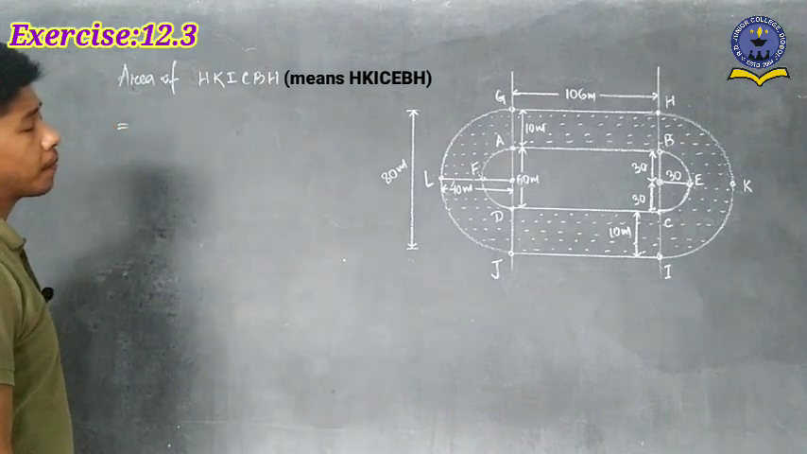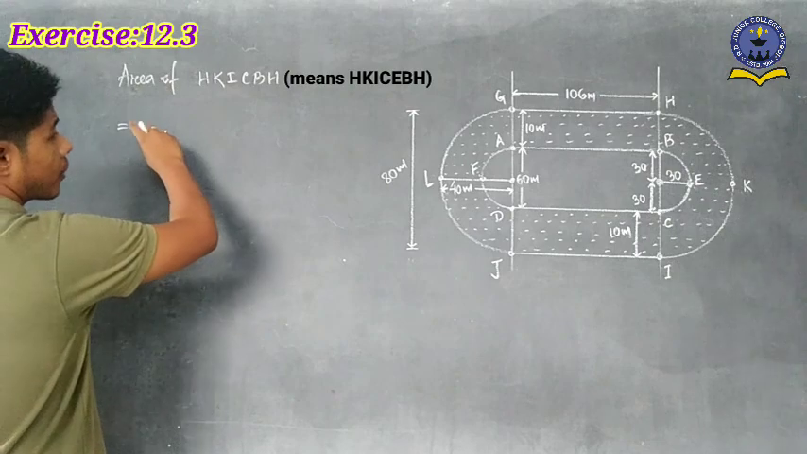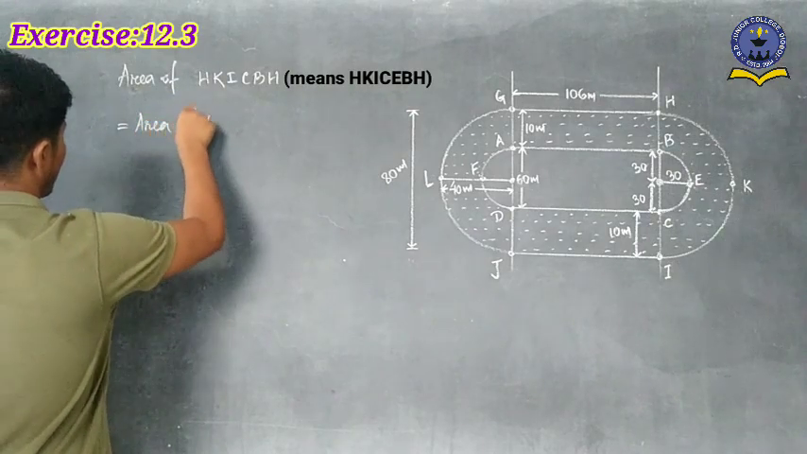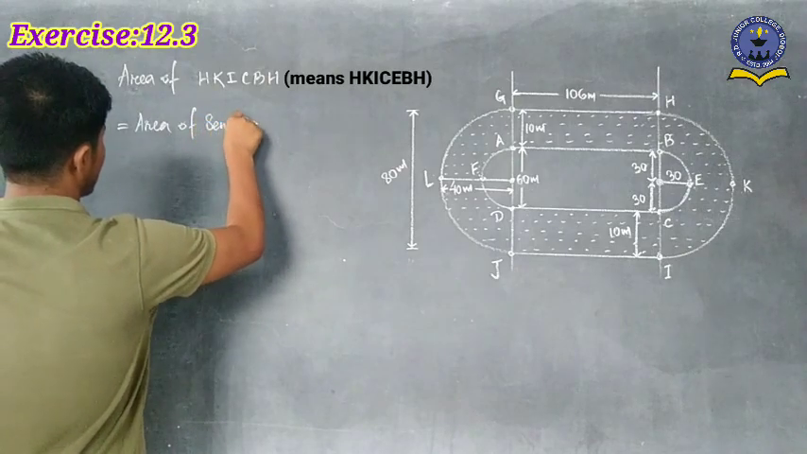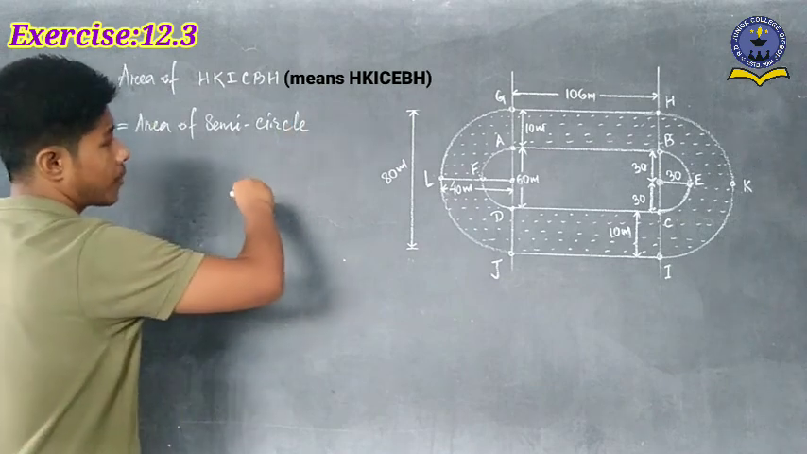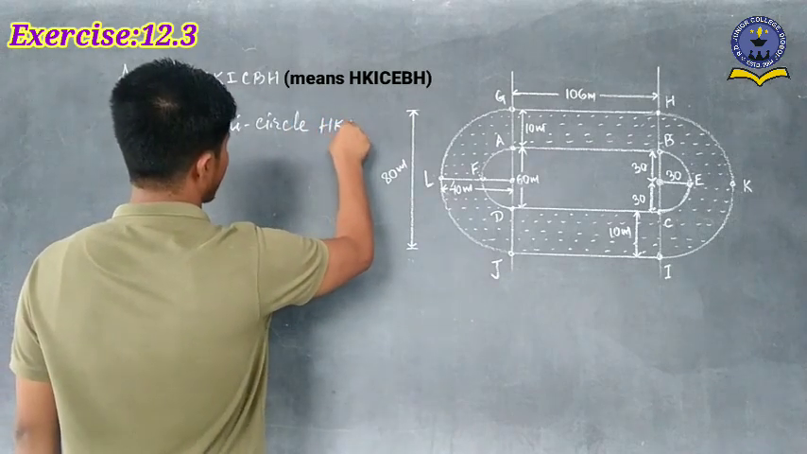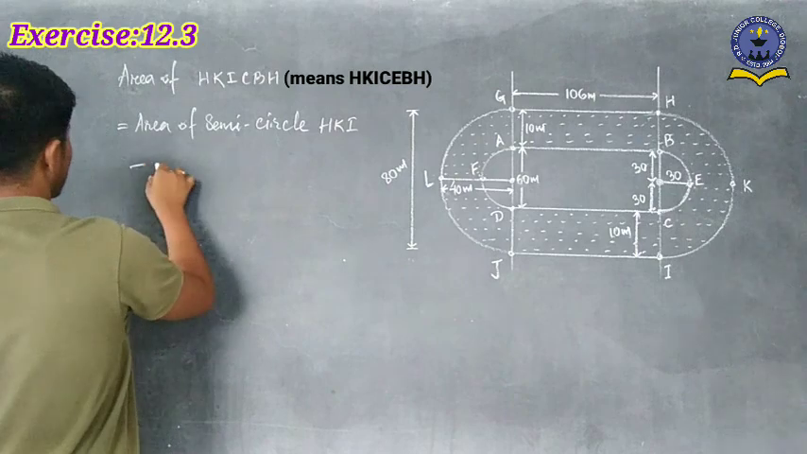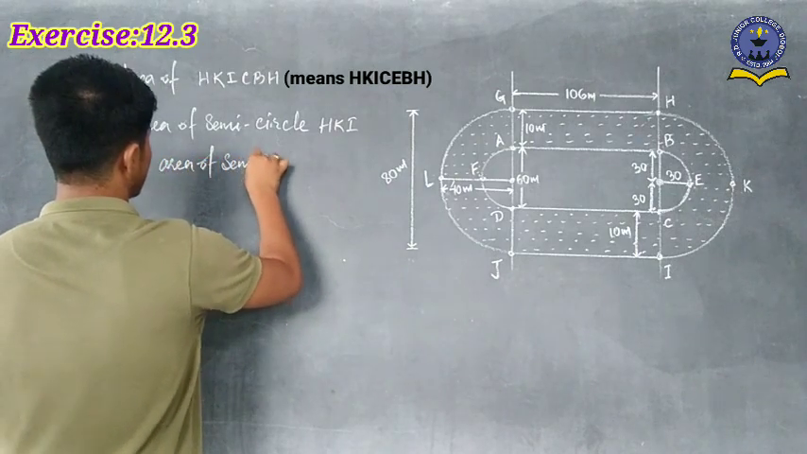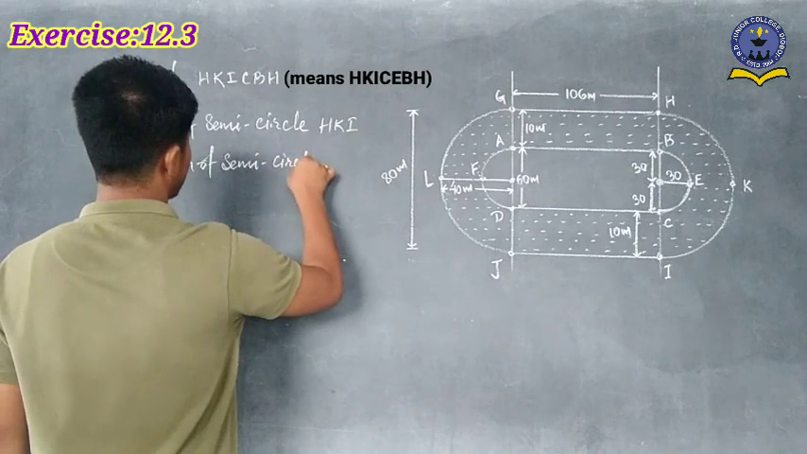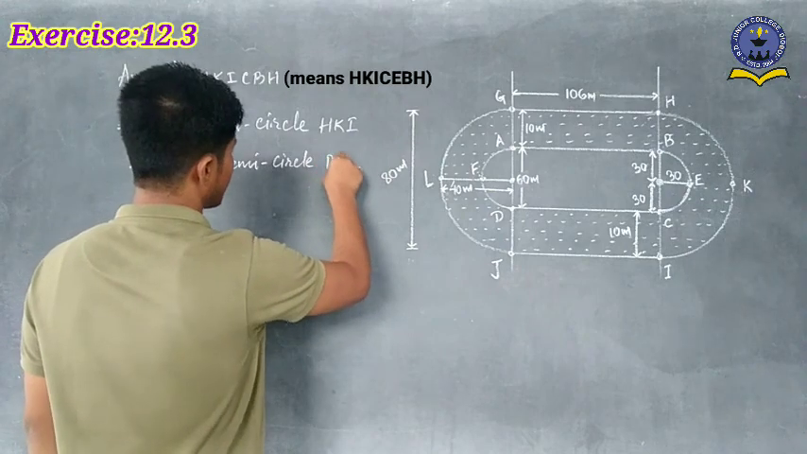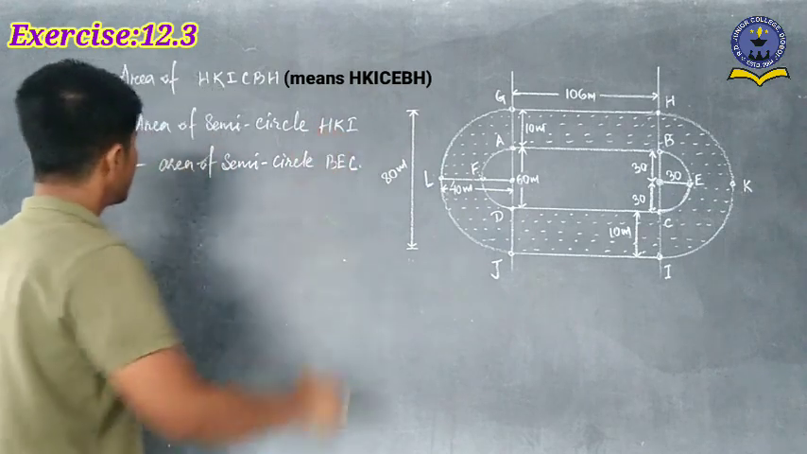So area of HKI, area of semicircle HKI. In this way we can write minus area of semicircle, then the second one is which one? Area of semicircle BEC. I think all of you understood this one.